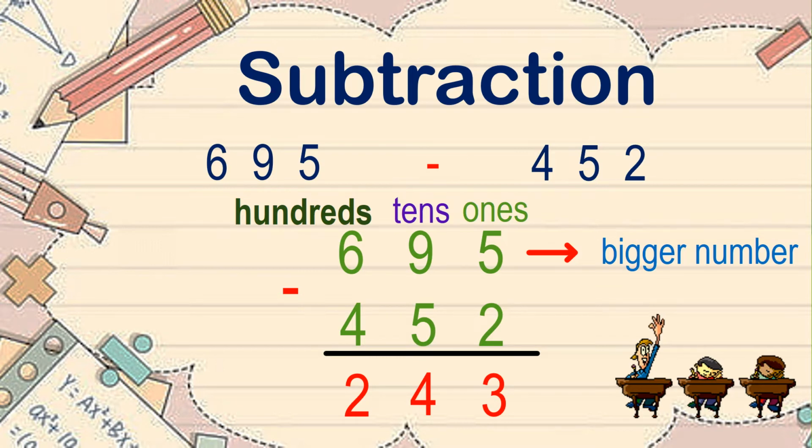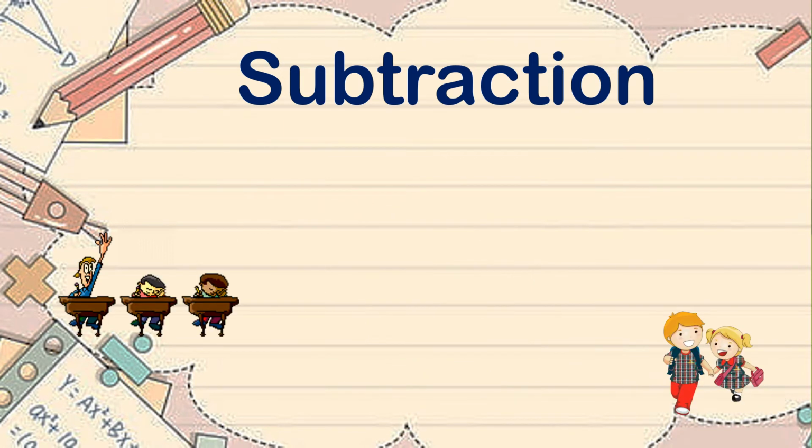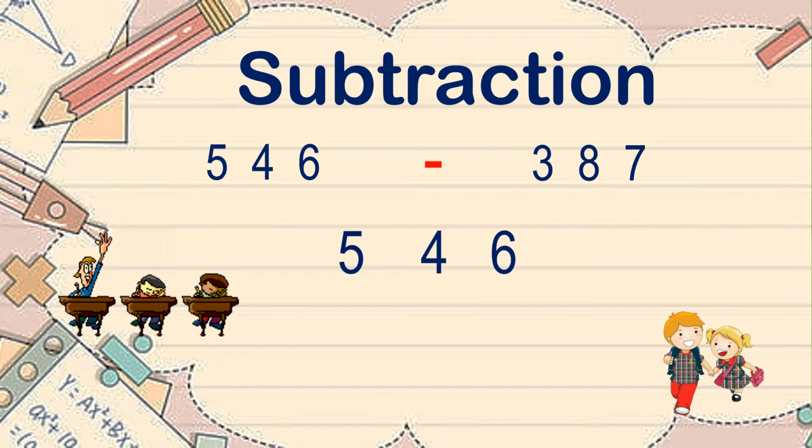There you have it. 695 minus 452, we have a difference of 243. Let's try another example. 546 minus 387. Just like what we did earlier, put the numbers on top of each other.